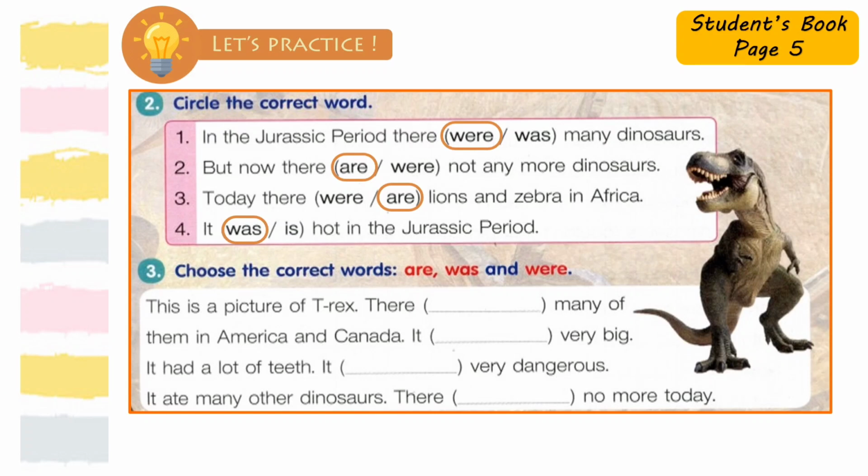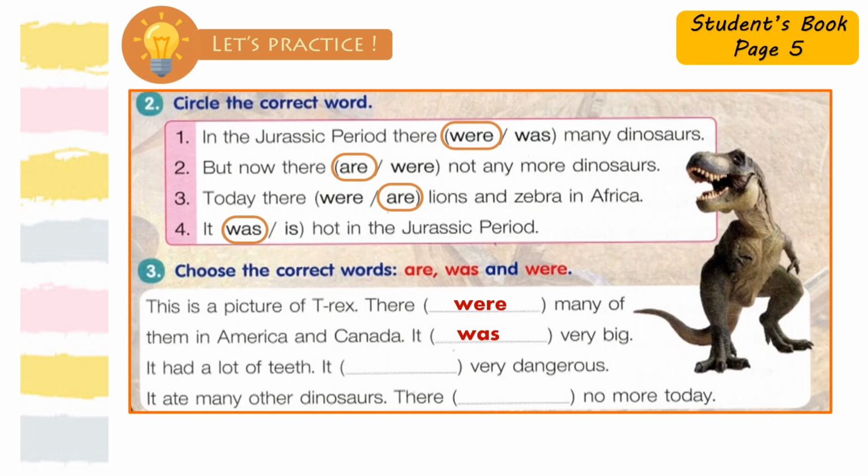This is a picture of T-Rex. There. What's your answer? There were many of them in America and Canada. Next, it. Are, was, or were. It was very big, so we use was for it, singular.